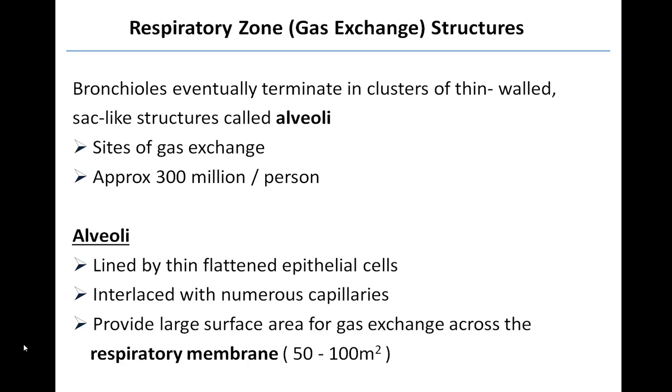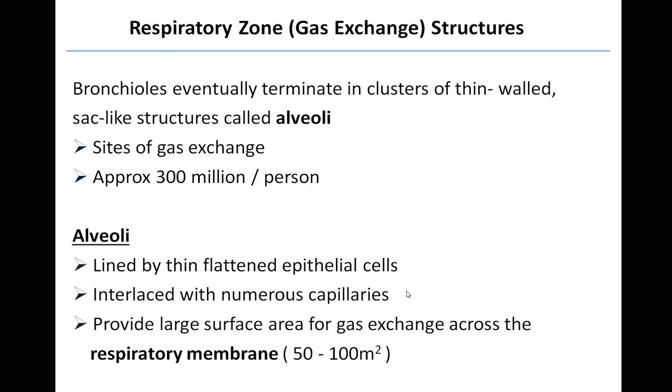The final structure I'll talk about now is the respiratory zone structures, the gas exchange structures. The airways will eventually terminate at microscopic structures we call alveoli. These are clusters of hollow spheres, the sites of gas exchange, about 300 million per person. They're lined with flattened epithelial cells, and what's very important is that there are many capillaries lining the epithelial cells of the alveoli. This creates a huge surface area to facilitate gas exchange. It's what we call the respiratory membrane.